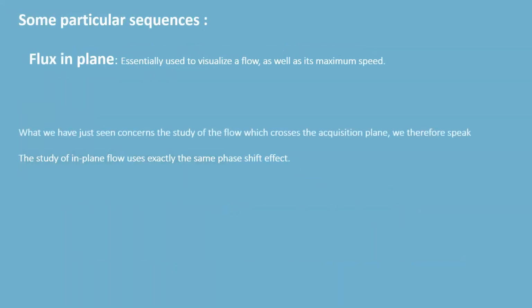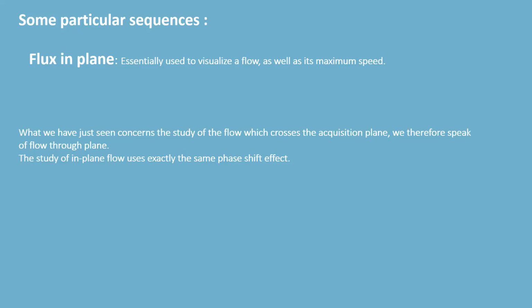There are some particular sequences for the flow and planes, essentially used to visualize the flow as well as its maximum speed. What we have just seen concerns the study of the flow which crosses the acquisition plane. We therefore speak of flow through the plane. So we can talk about the totality of the flow inside a slice.